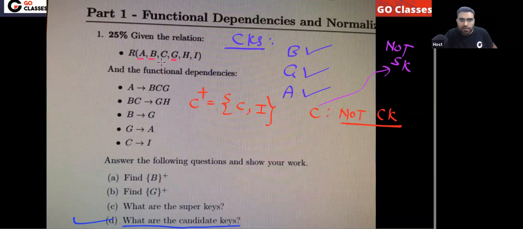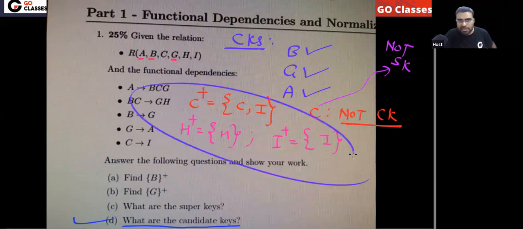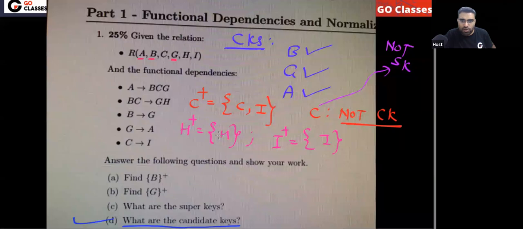Now tell me, what is remaining? H. What is H plus? What can H bring? H can only bring H. Okay. What can I bring? I can only bring I. Now tell me what I will check now. So these single attributes are not candidate keys.